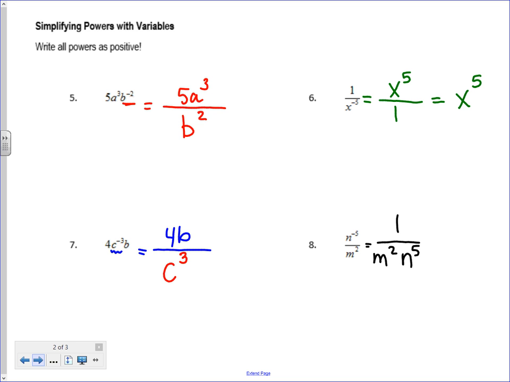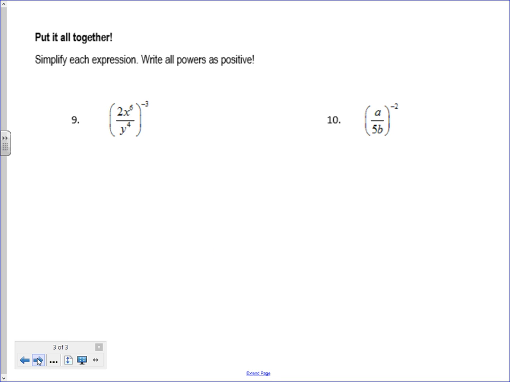Right? Now just a couple more problems here. These put every exponent rule you've done in topic 1 and topic 2 together today. Simplify each expression. So I'm going to start with this fraction here by taking the negative 3 and distributing it to the 2, to the x, and to the y. So what I get is 2 to the negative 3 times x to the 6 to the negative 3 all over y to the 4th to the negative 3.